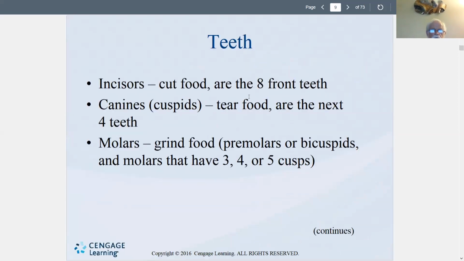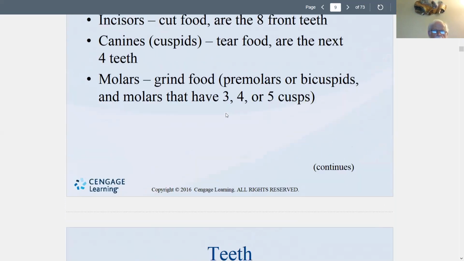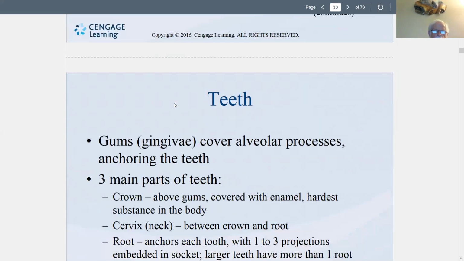There are 8 front teeth known as the incisors, and these are in the front and center of the mouth on both upper and lower, 4 upper and 4 lower. The canines are the pointy teeth that are the next tooth out on each side, top and bottom, for 4 of those. And then the molars are the flat teeth that grind our food. These have several different names.